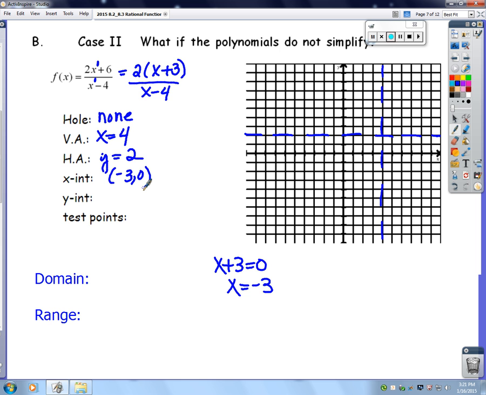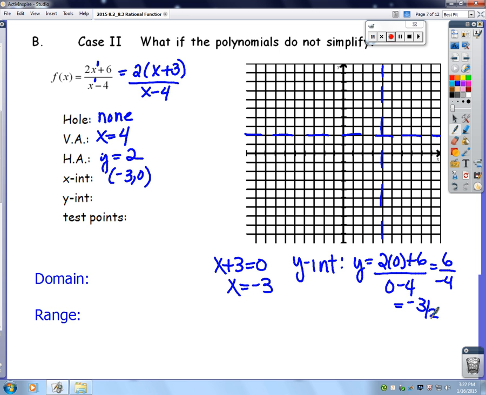All right, y-intercept, we're going to plug 0 in for all the x's. So y is equal to 2 times 0 plus 6 over 0 minus 4. So 6 over negative 4, so negative 3/2. So 0, negative 3/2 is another point.